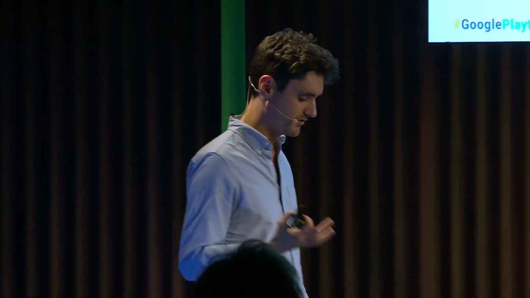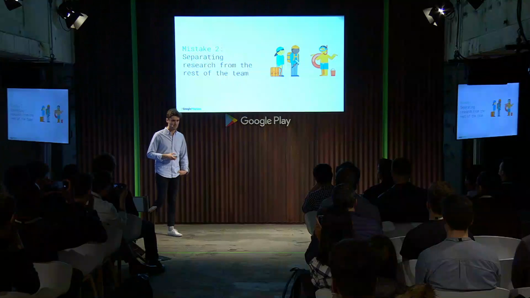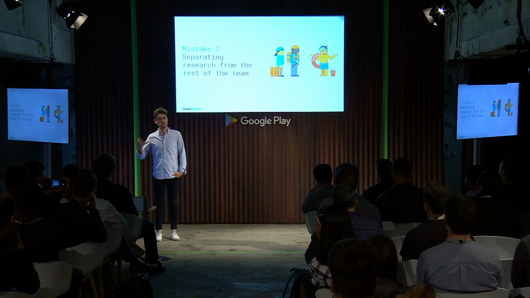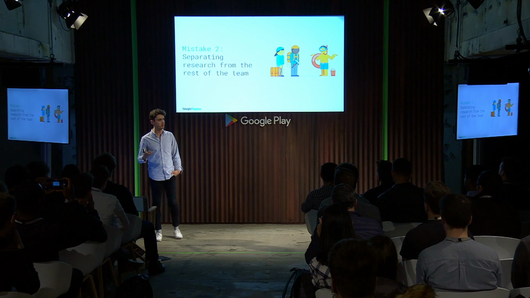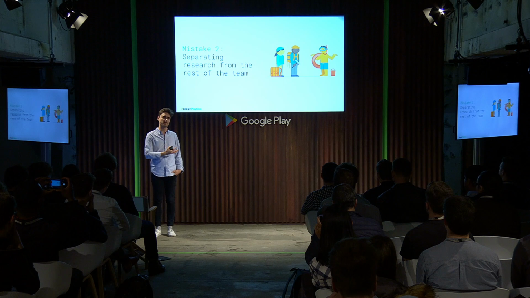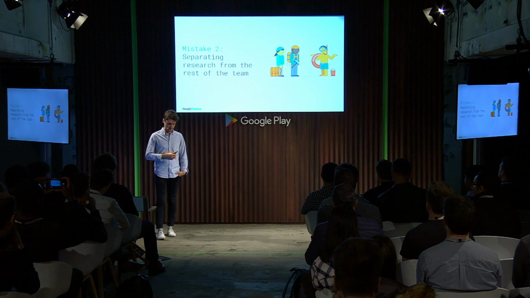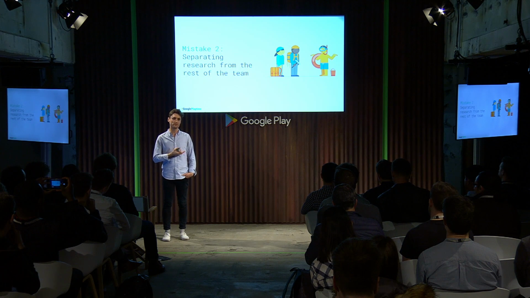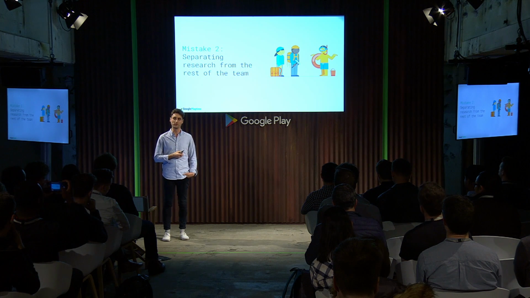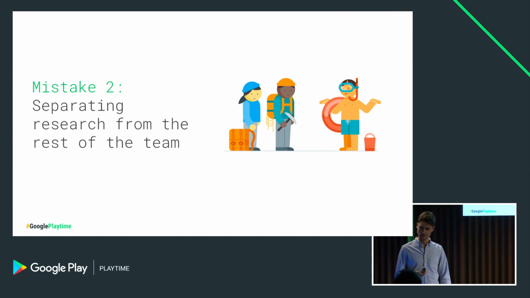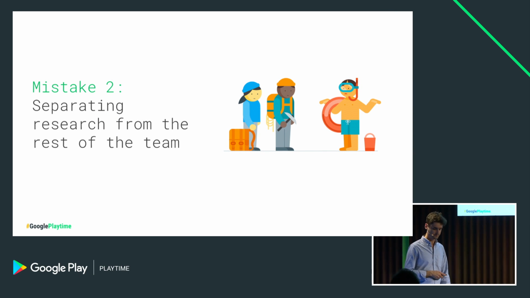OK, so mistake number 2, separating research from the rest of the team. Among researchers, it's common to hear research being treated as a separate unit or detached from the rest of the product and eng teams. In that case, it's easy for the product and eng teams to become disconnected from the research that's happening. So it's easy for the research teams and the product teams to fall out of sync, and more likely that the research that gets done either isn't timely or doesn't answer key questions.